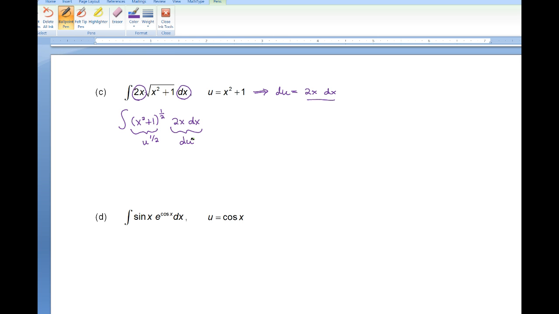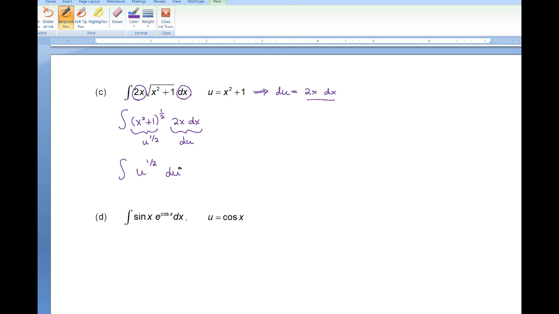Okay, why did I rewrite it as u to the 1/2? Because it's a square root. What was u equal to? x squared plus 1. So I'm going to rewrite this. Step 2 is rewrite everything with just u. So it's going to be u to the 1/2 du. What happened to the 2x? It's equal to du. That's part of the du.